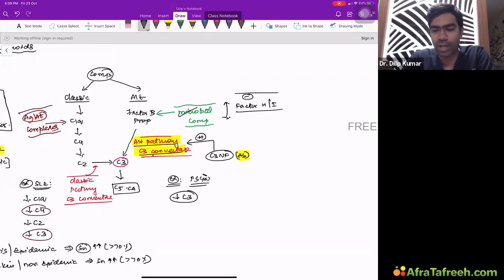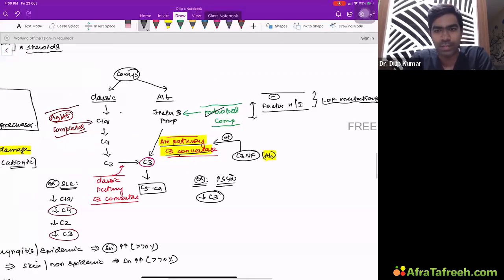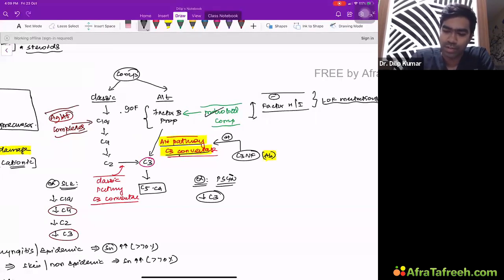Sometimes you can have loss of function mutations of factor H and factor I that result in overactivation of the alternate complement pathway, because they basically inhibit the alternate complement pathway. Or there can be a gain of function mutation of factor B and properdin, which also results in overactivation of the alternate complement pathway, too much C3 production, and C3 deposition in the kidneys, resulting in C3-mediated damage to the kidney.